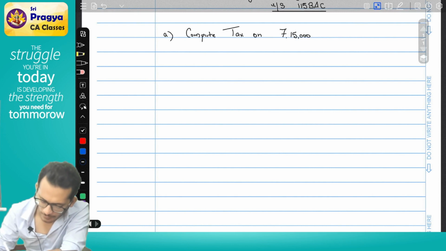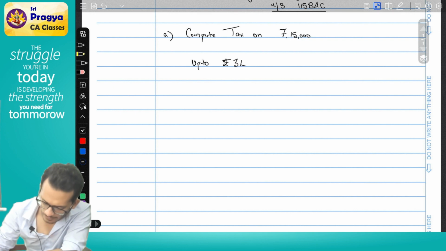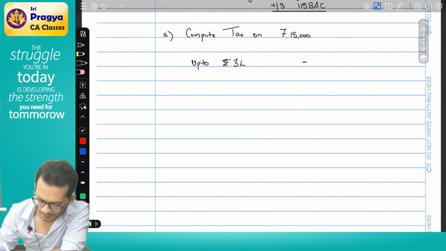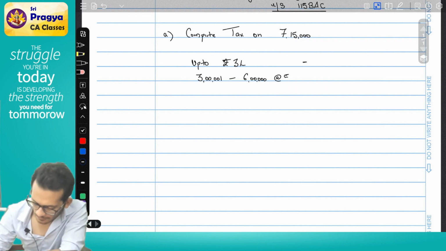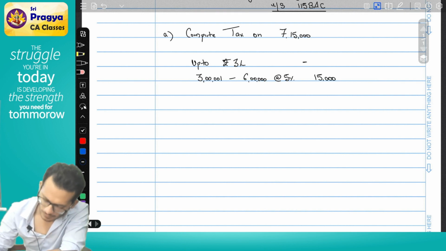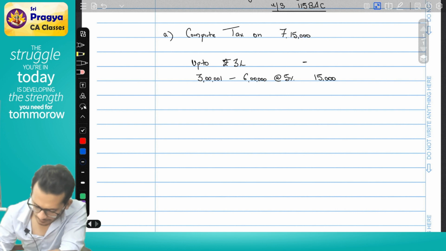How do you do this on the new regime? Up to 3 lakhs, our number is 0. Then 3,001 to 6 lakhs at the rate of 5%. At the rate of 5%, the number will become 15,000.